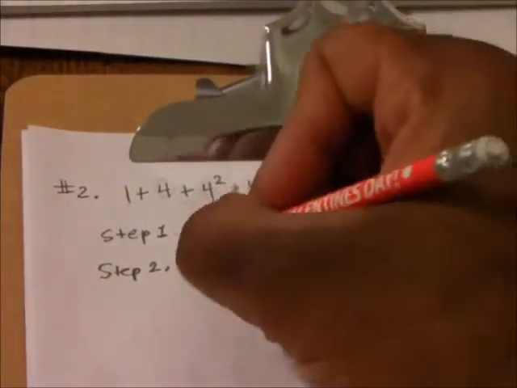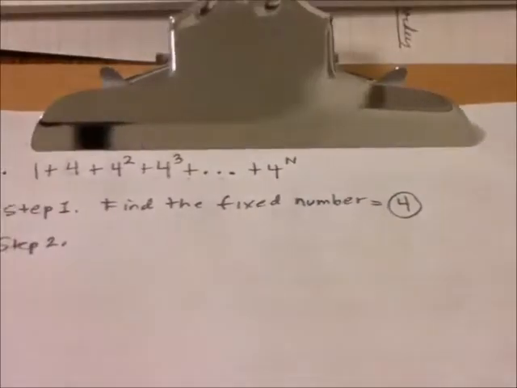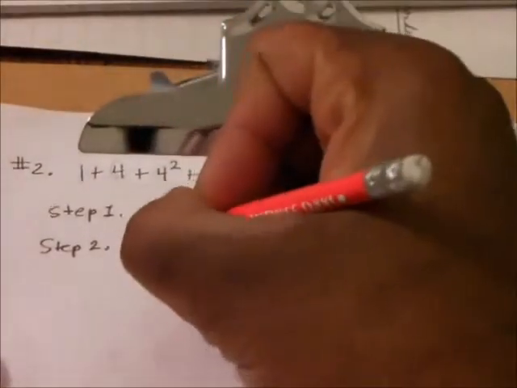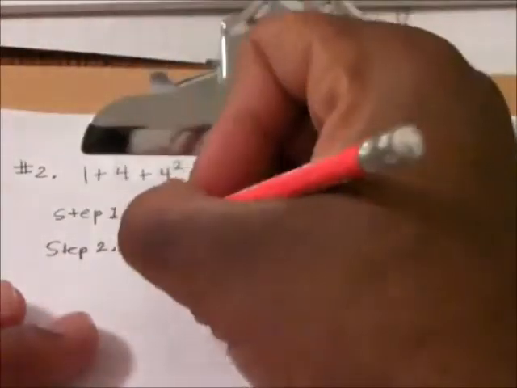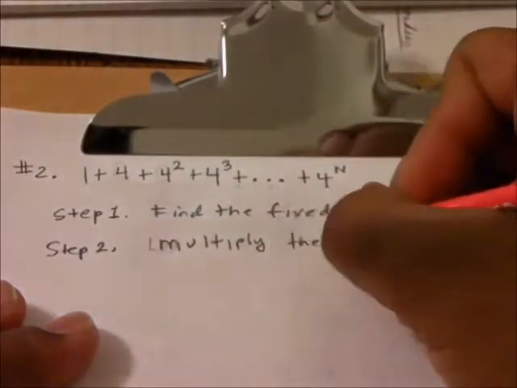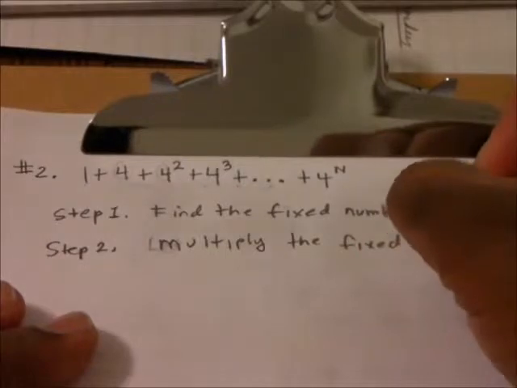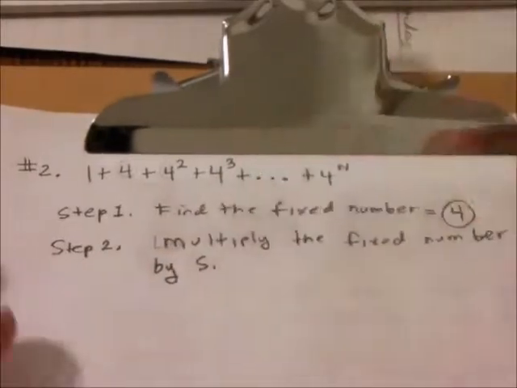All right, step 2. Multiply the fixed number by s. All right, here we go again.